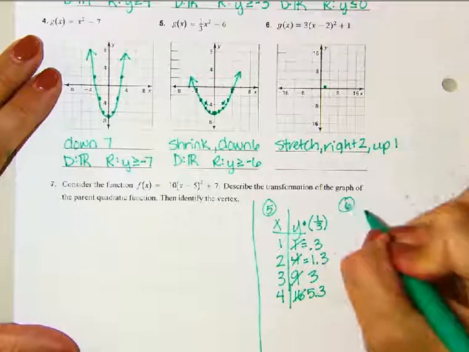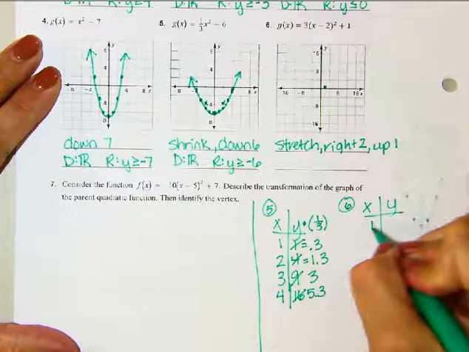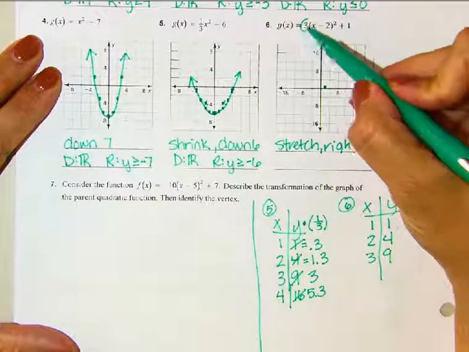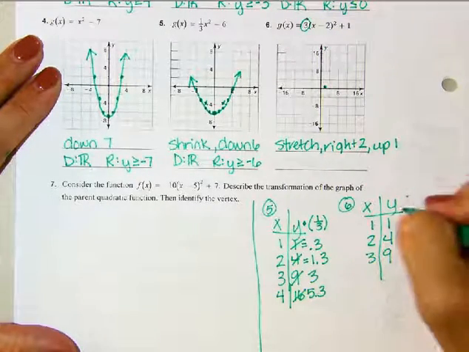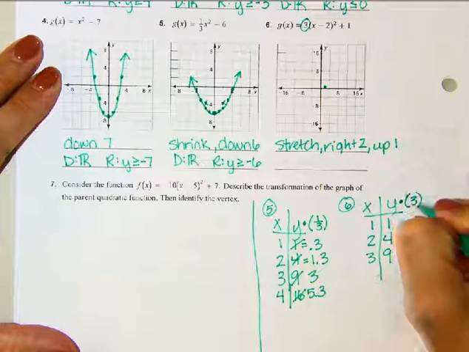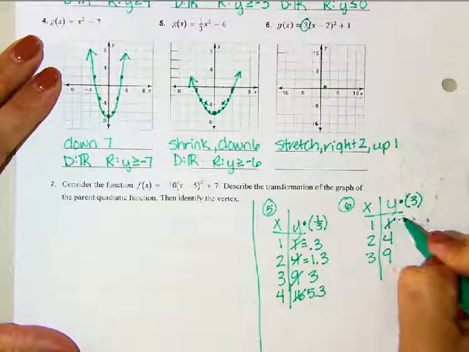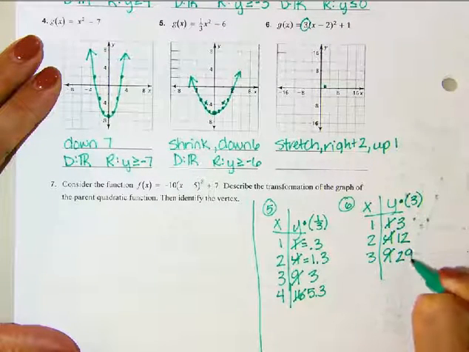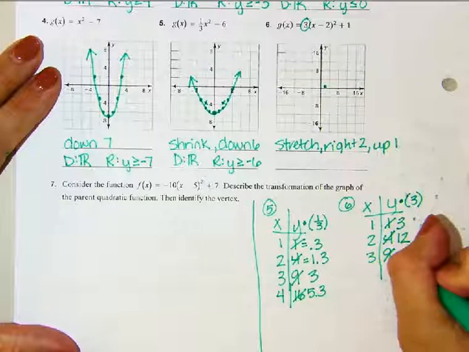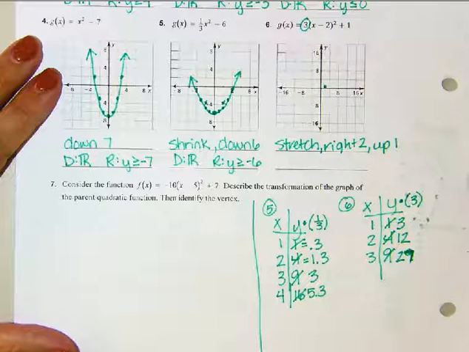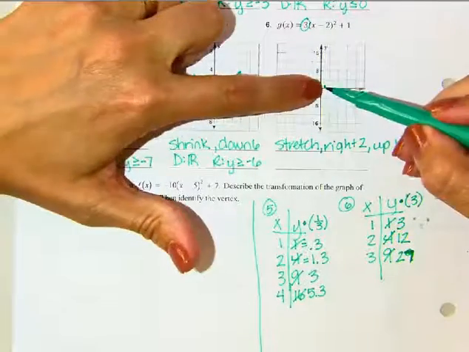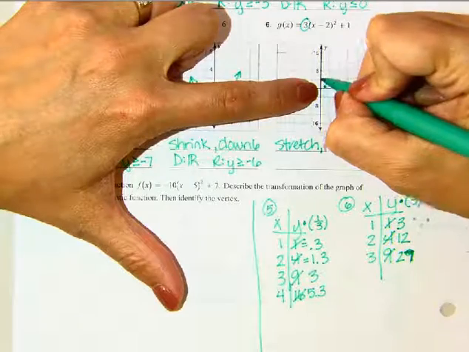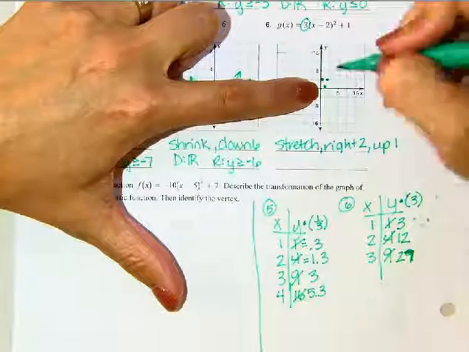And my points here for 6, 1, 1, 2, 4, 3, 9. I take that number in front and I multiply the y value. So I'm taking this one times 3. 1 times 3 is 3. 4 times 3 is 12. 9 times 3 is 27. Whoa, I wrote 29. I said 27. Okay. Whew. Now, if I plot from my start point, I go right 1, up 3. I go right 2, up 12.